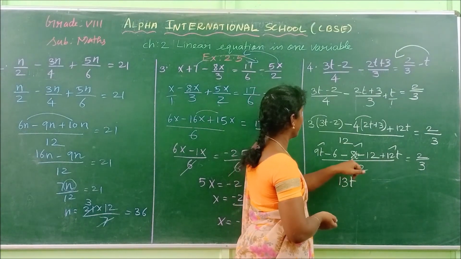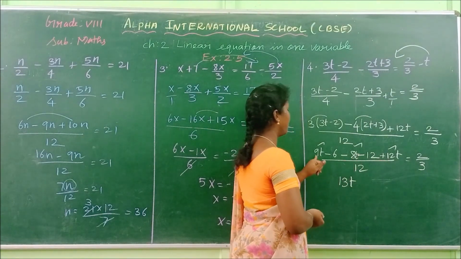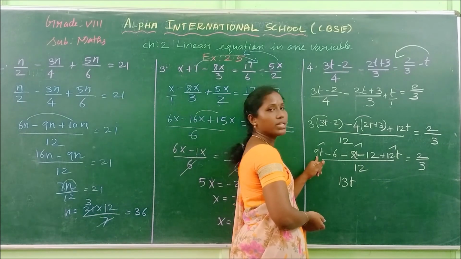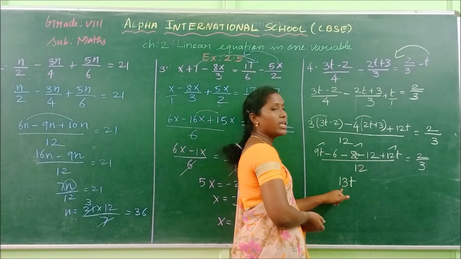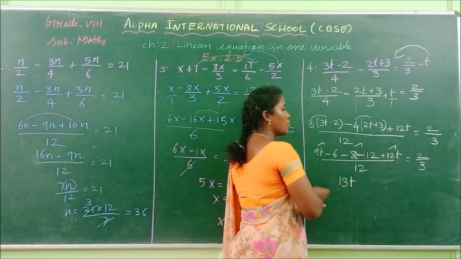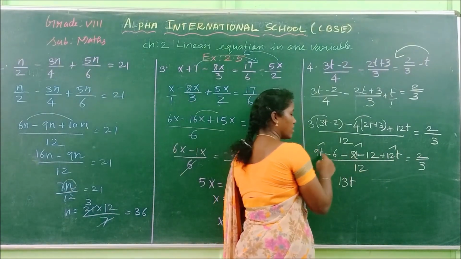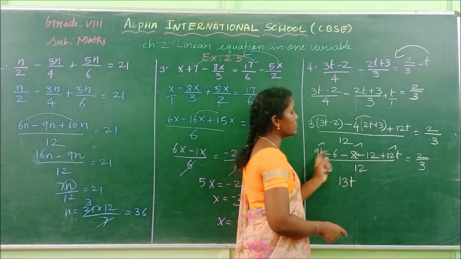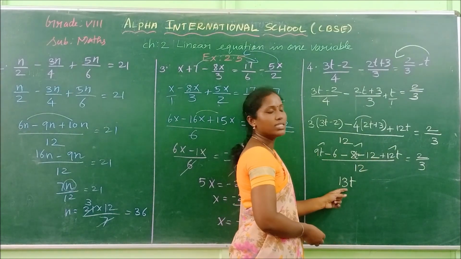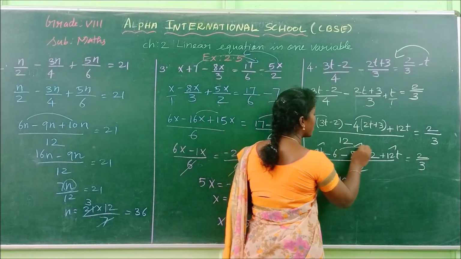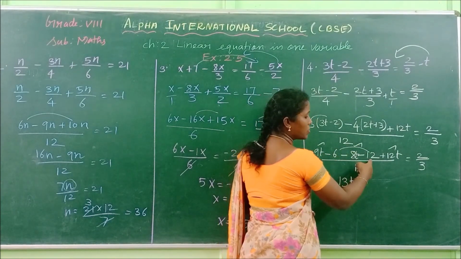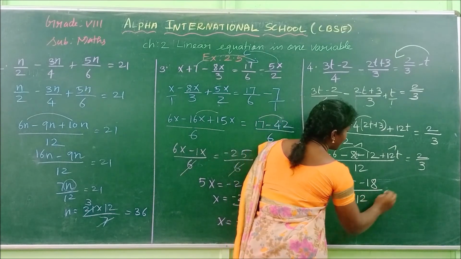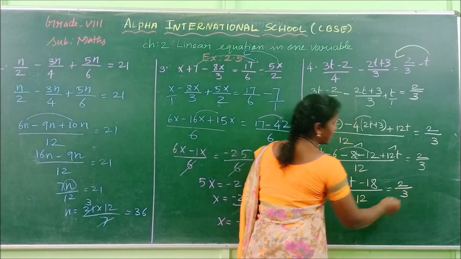How? See. 12 plus 9, it is plus 21t minus 8t. So we are getting 13t. Okay. So either first you can add the positive values and subtract it. And if you know the calculation, we can calculate and put as 13t minus, what about the number? Minus 6 minus 12. Minus 6 minus 12 is minus 18 by 12 is equal to 2 by 3.